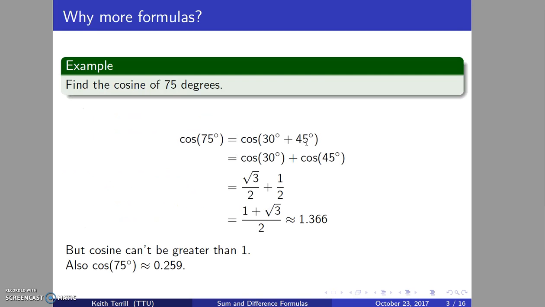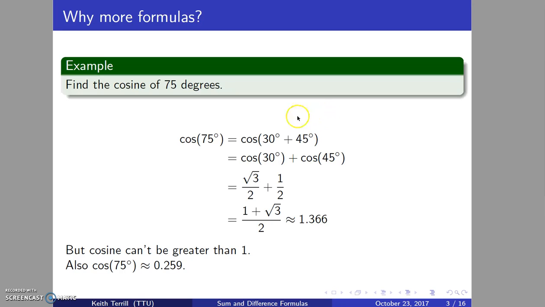First things first though, why would we even want to bother? Well, let's say I wanted to find the cosine of 75 degrees exactly. If it were 45 degrees, I could do that. If it were 30 degrees, I could do that. But if it's 75 degrees, do I have the ability to find that directly?